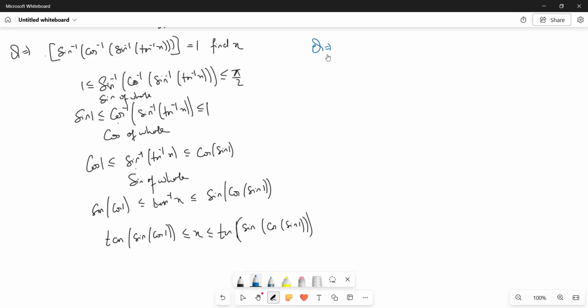Okay, next question. For x lying between 0 to half, find the value of tan of sine inverse of x by root 2 plus root over of 1 minus x square by root 2 minus sine inverse x.